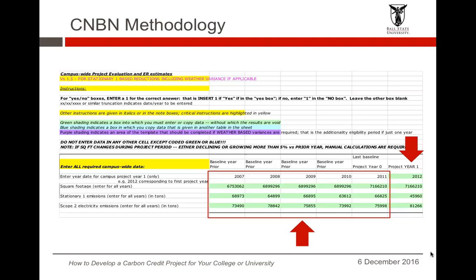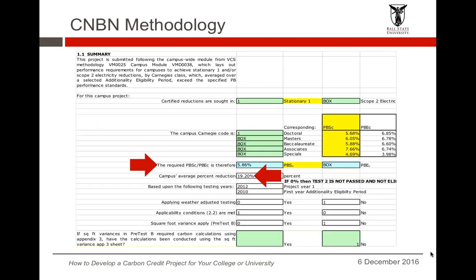In this case, we picked a 5-year window, 2007 through 11, to track the square footage of the campus, the stationary 1 and stationary 2 emissions, and from that arrived at an average base condition, which became defined as year 0. We then take the first year of our geothermal and other campus-wide conservation activities and compare those against that project year 0, and that's what gets used in this spreadsheet tool, the CNBN methodology tool, to start to arrive at the actual reportable numbers in both the validation and verification activity. Next slide.